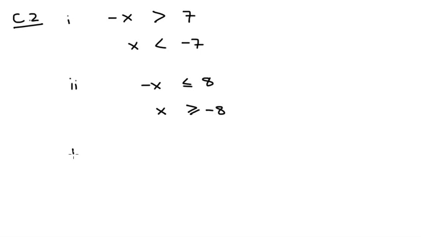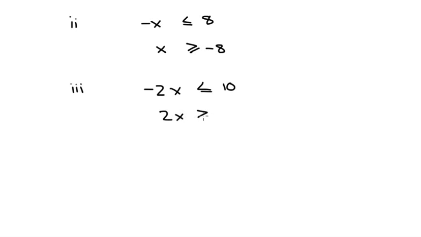Question 2. Cada Horla Nuratá minus x greater than 7. So this is what I was talking about before. If I have minus x greater than 7, x is going to be less than minus 7. For part 2, if I have minus x is less than or equal to 8, well then x is going to be greater than or equal to minus 8. And if we have minus 2x is less than or equal to 10, that means 2x is greater than or equal to minus 10. So x is greater than or equal to minus 5 when we divide both sides by 2.